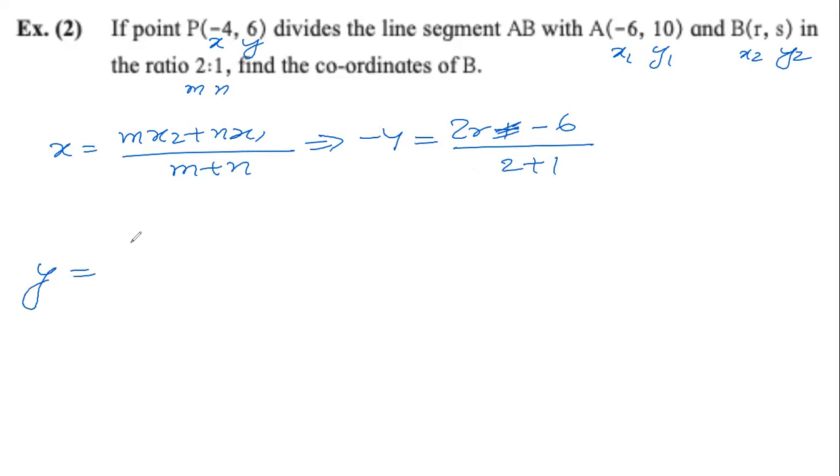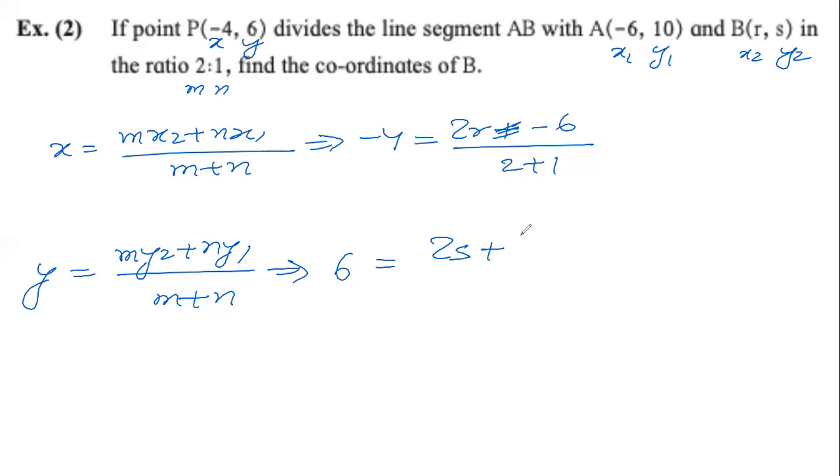Similarly, y equals (m y2 plus n y1) by (m plus n). We know that y is 6. Now, applying the same formula, 2 into y2, y2 is s, so 2s, plus 1 into y1, y1 is 10. This is also another linear equation. When we solve these, from the first one we will find out the value of r. From the second one, we will find out the value of s. So we will be able to find the coordinates of the point B.